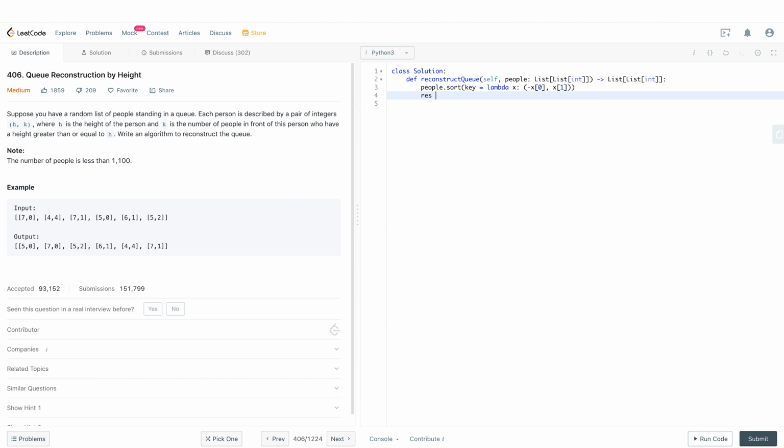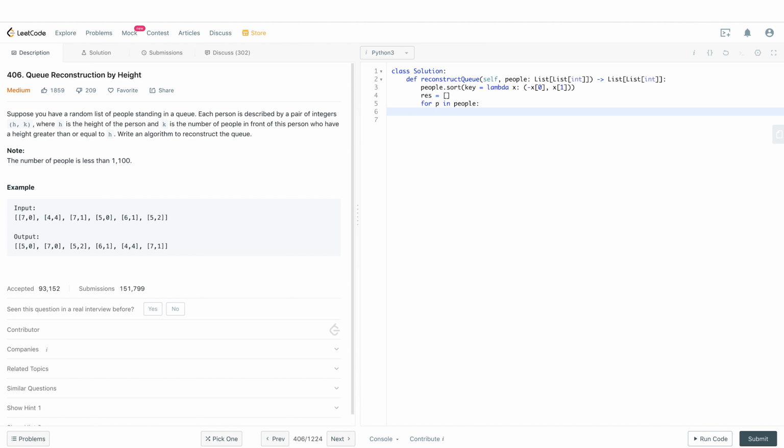Okay, cool. And then we'll have the result array, which is just an array. And then we just perform insertion sort, right? So for p in people, what we want to do is insert them at the position K that they see. Remember what I said about the tall people, we should put them in first, because it really doesn't matter, because you can literally just take the index of their K.